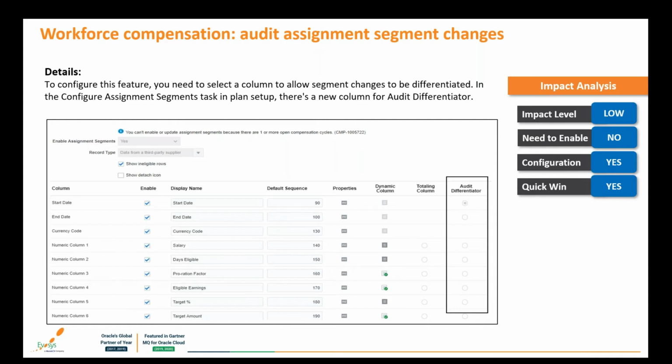Next is audit assignment segment changes. With this upgrade, you can now have visibility of the changes done to the assignment segments in the worksheet while reviewing the audit trail. This feature can be configured from Configure Assignment Segment Task in the plan setup. You will see a new column as shown here, Audit Differentiator, and you can select any one column as the differentiator. Please note that you should also have the include audit trail checkbox checked to view changes in the audit trail itself.